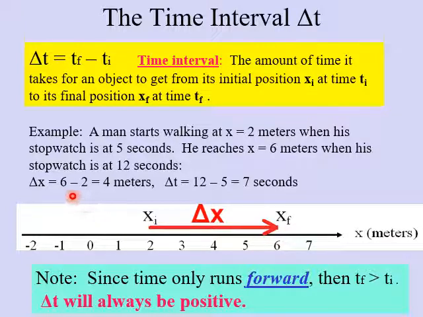So the displacement, remember, he finished at 6 and he started at 2. So his displacement is 6 minus 2, which is 4 meters. All right, and it's positive 4 meters because he walked to the right and he walked a distance of 4 meters.